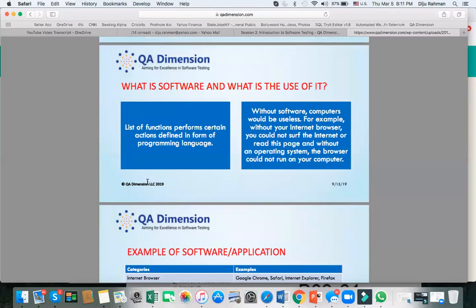Means with this language, the software can only understand the specific programming language. There are various programming languages: C sharp, C++, Java, JavaScript. Depending on which software you are working on or testing, it will vary.